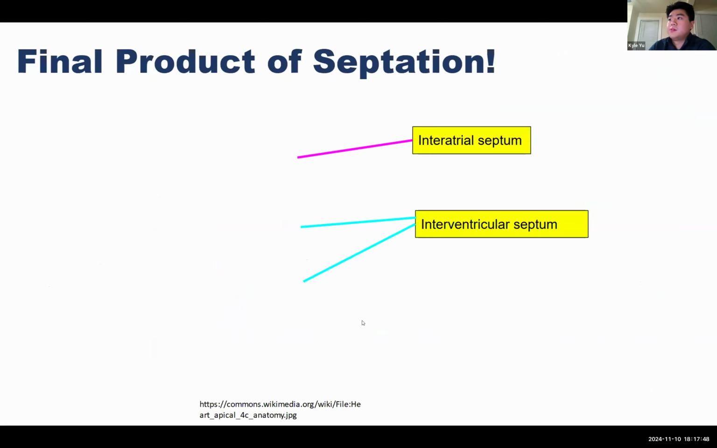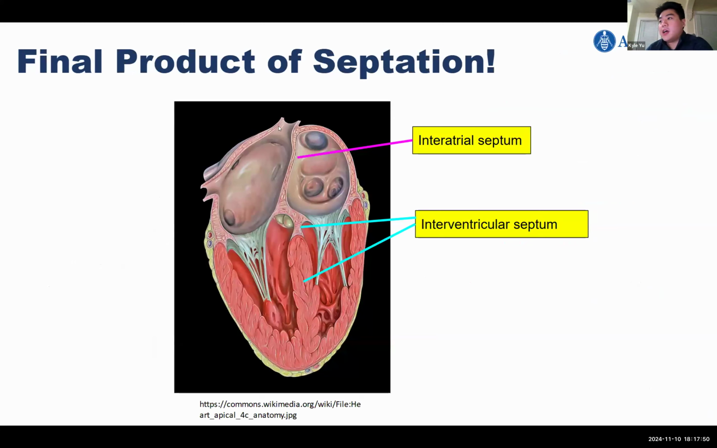All right, so this is a diagram of the final product of septation. Here we have the inner atrial septum. This, I believe, is the fossa ovalis, and then here we have the interventricular septum. You can see the membranous portion here and the muscular portion, and also orient yourself because we're tilted. This is your right atrium. These are your superior vena cava, inferior vena cava, left atrium, left ventricle, right ventricle.